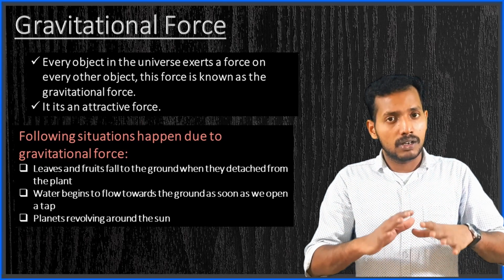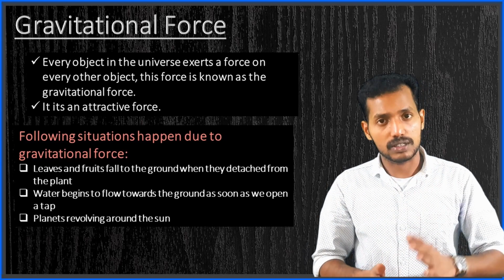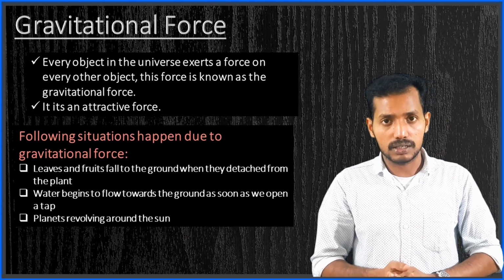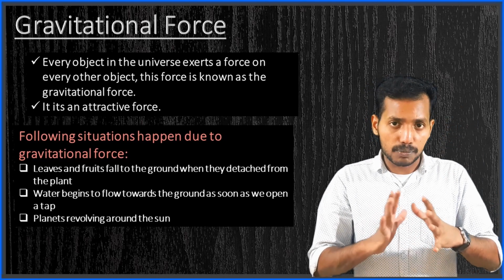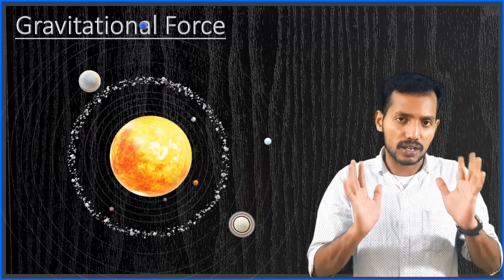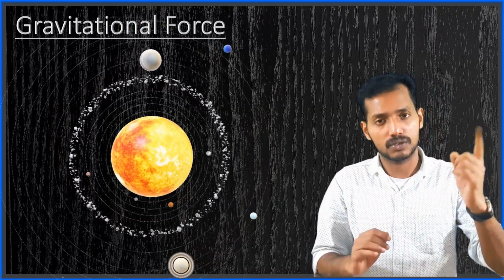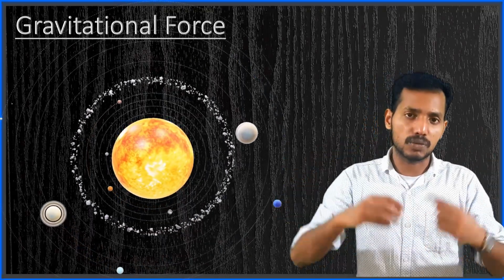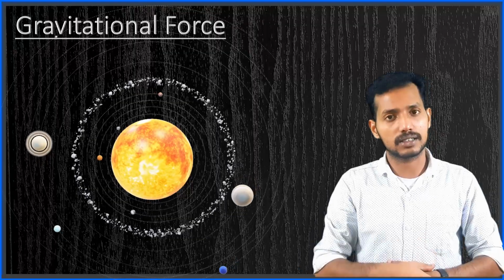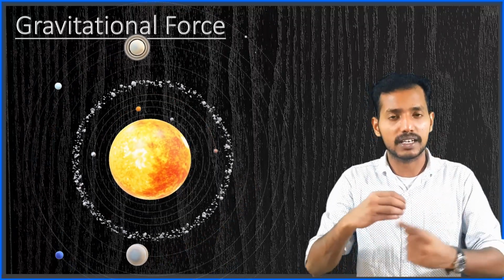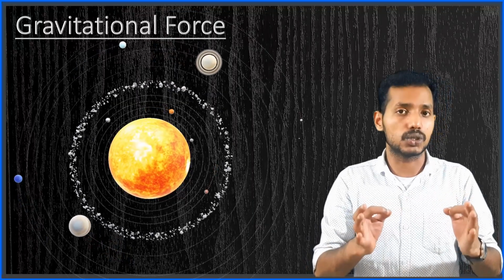Similarly, all the planets are revolving around the sun. Am I right? The Moon is revolving around the Earth, and all the planets in our solar system, like Earth and Saturn, are revolving around the sun in a particular path. To revolve around the sun, there should be a force between the sun and the planet. That is also a gravitational force. So this revolution of the planets around the sun is due to gravitational force.